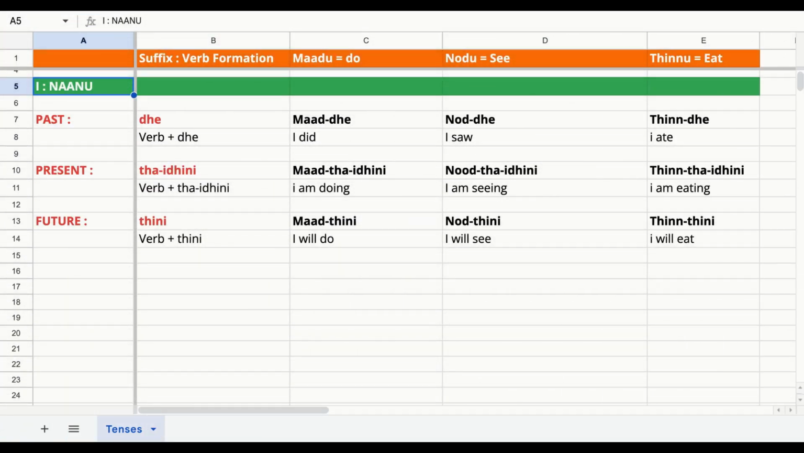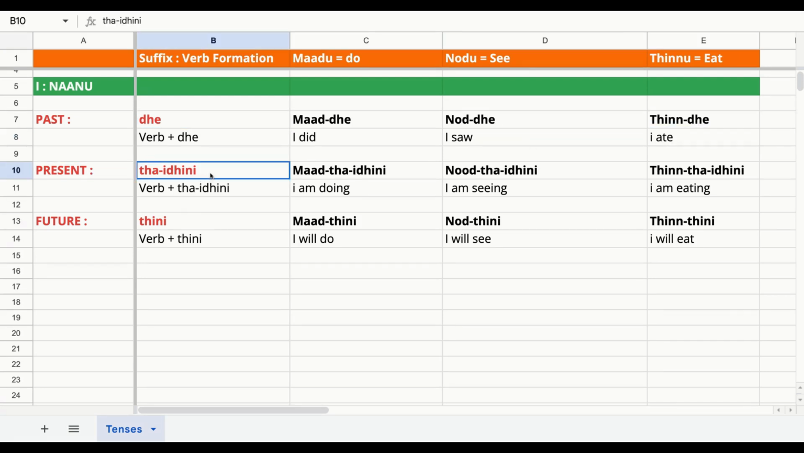Now we are going to recap the whole thing in rows and column format, which will make it much clearer for you to understand. So we are looking at Naanu, I perspective, past, present and future. For past, the suffix is de, verb plus de. Madu is do. Madu plus de, made. I did. Nodu is see. Nodu plus de, node. I saw. Now tinnu is eat. Tinnu plus de, tinde. I ate.